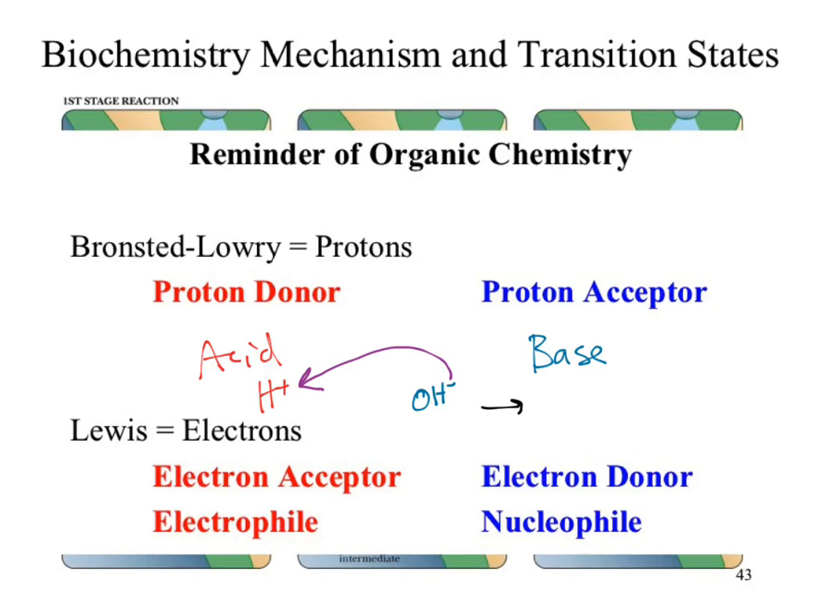What's the issue with the Lewis definition? The Lewis definition covers all chemistry. We want to narrow our reference down. Okay? So yes, Lewis is correct. Okay? But if I want to look at an individual reaction, I say, oh, it's acting as a Lewis acid. Okay, what does that mean it did?